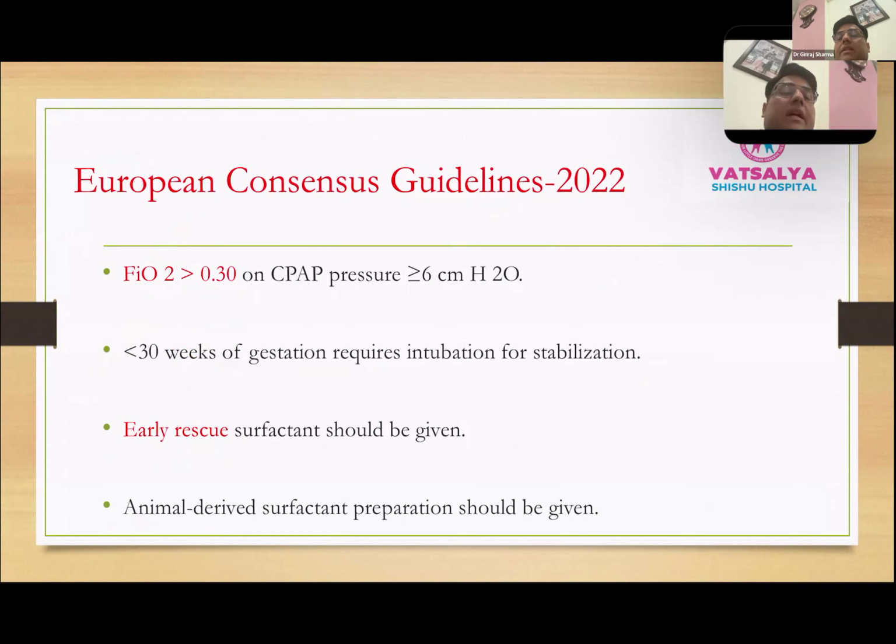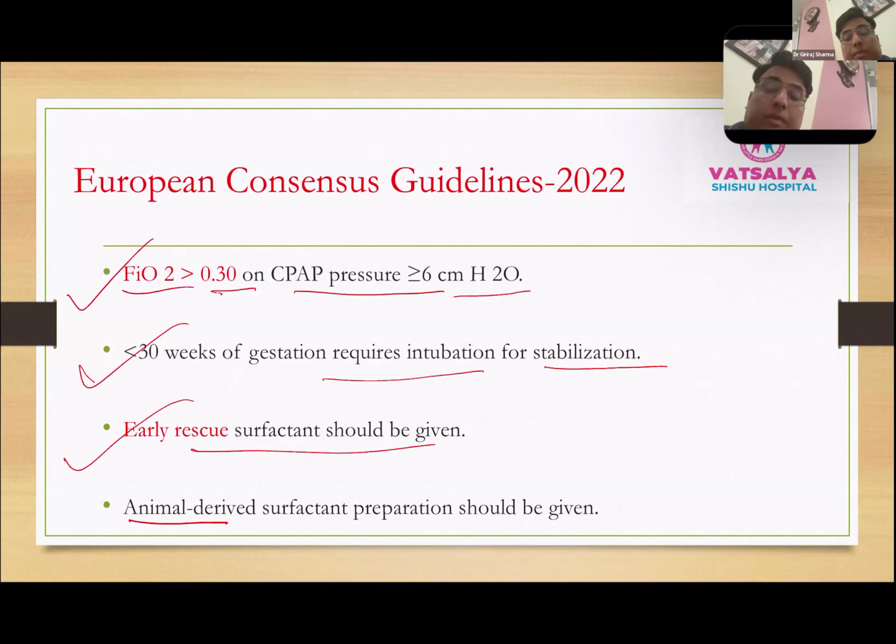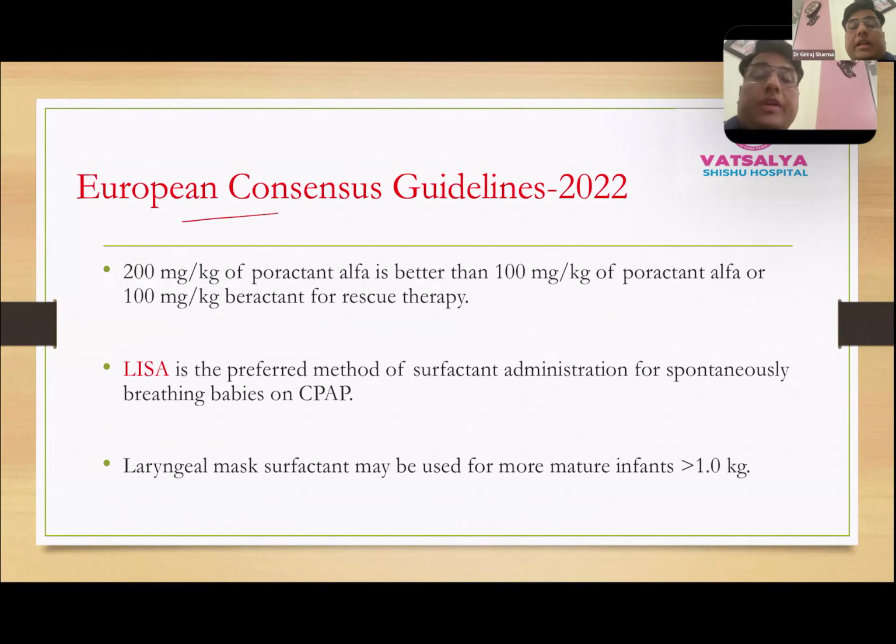The European consensus guidelines say what is the indication of surfactant. If any baby has an FiO2 requirement of more than 30% with CPAP of 6 cm of H2O, that is the indication for surfactant administration. Or if any baby requires intubation for stabilization, then also we can give. Early rescue is recommended according to European guidelines, and animal-derived surfactant should be given.